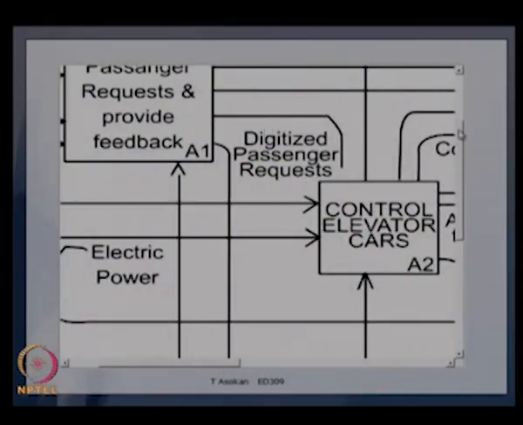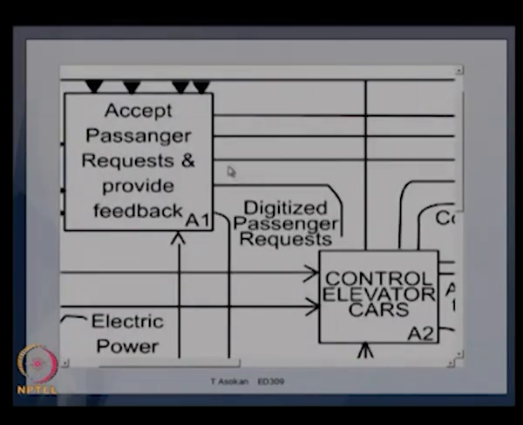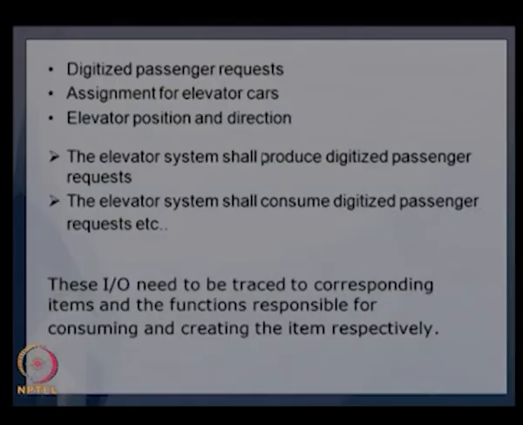So for every system, whenever you develop and allocate the architecture for these components, we need to find out which component actually satisfies this input output requirement, or to which component this requirement needs to be traced. So one thing is to trace the requirement, and the other is to allocate these input output requirements. So here you can see there are input output requirements like digitized passenger request, assignment for elevator cars, and elevator position and direction.